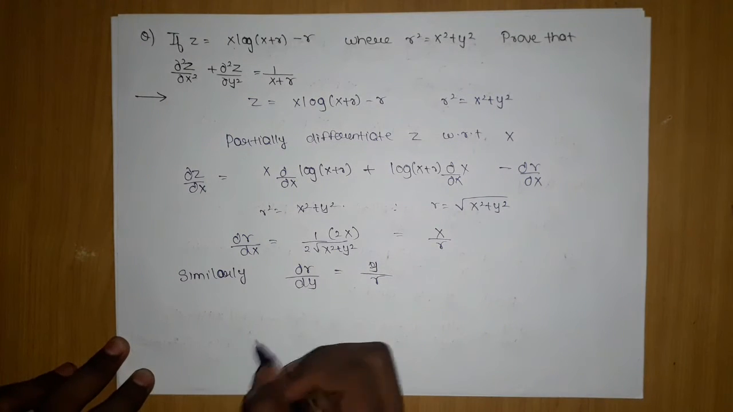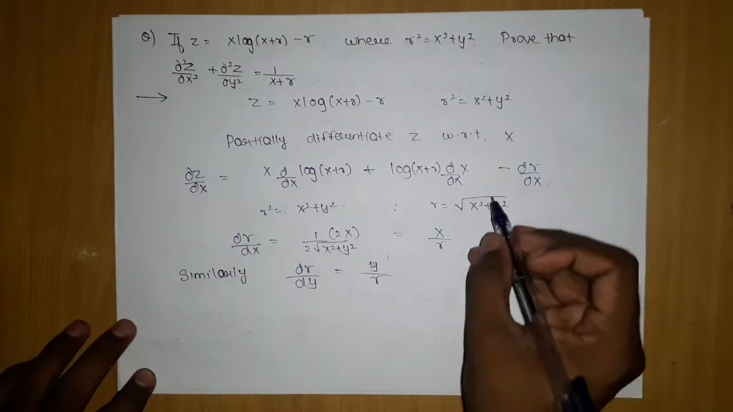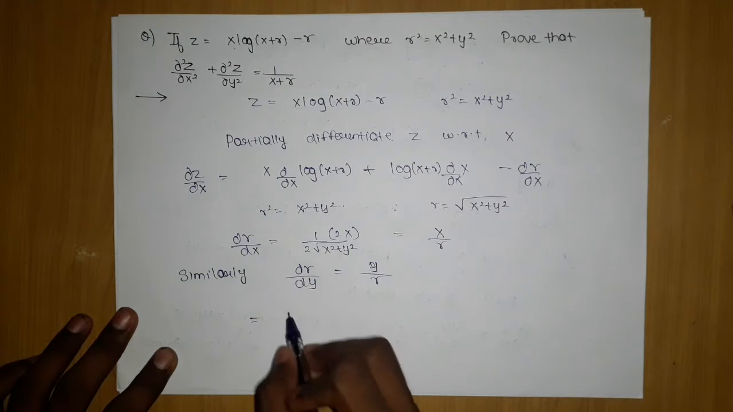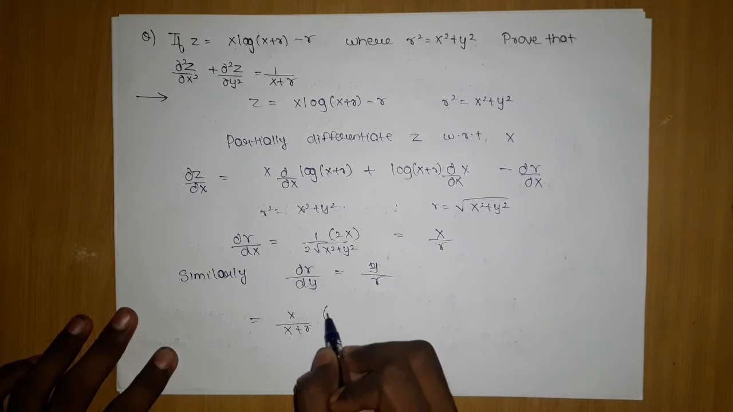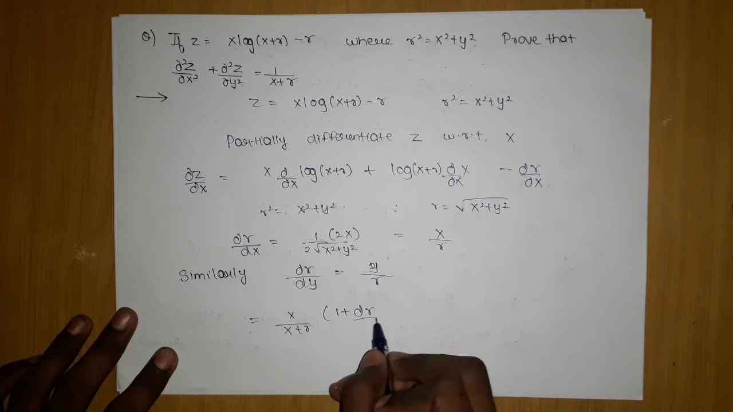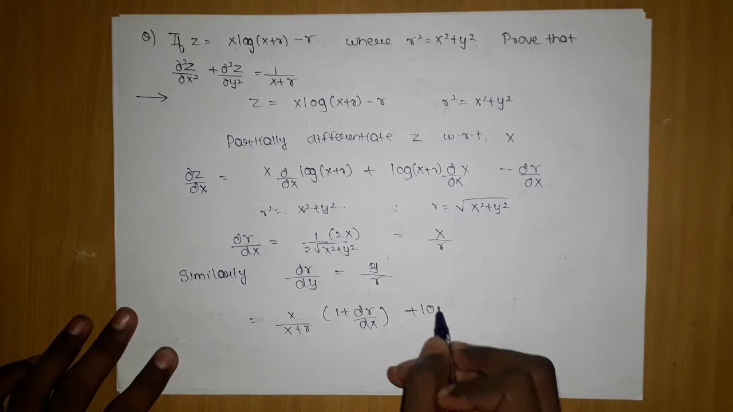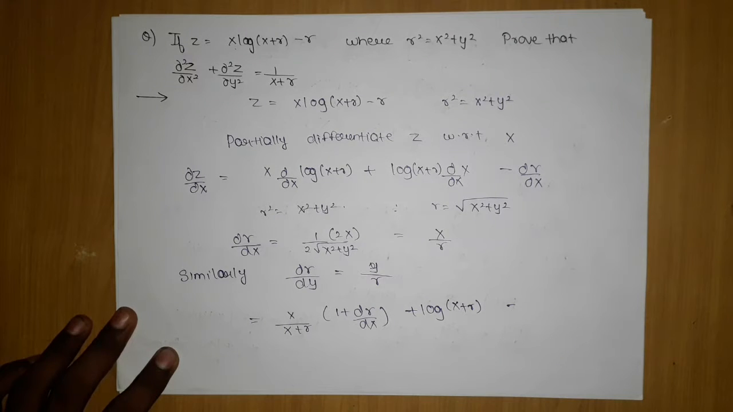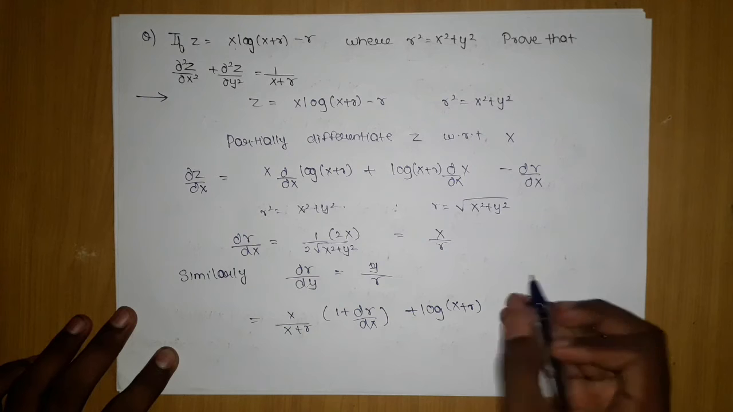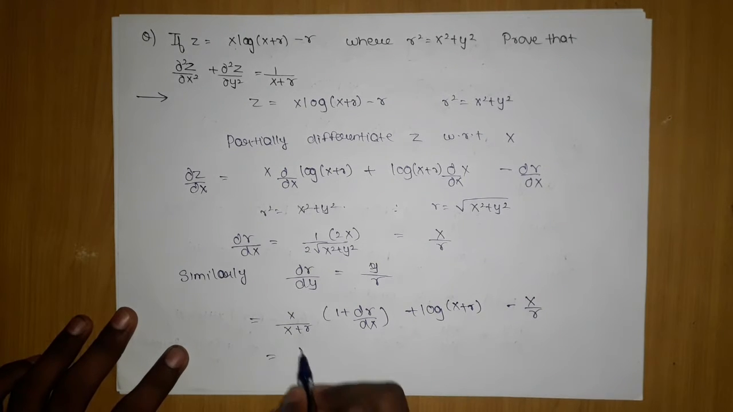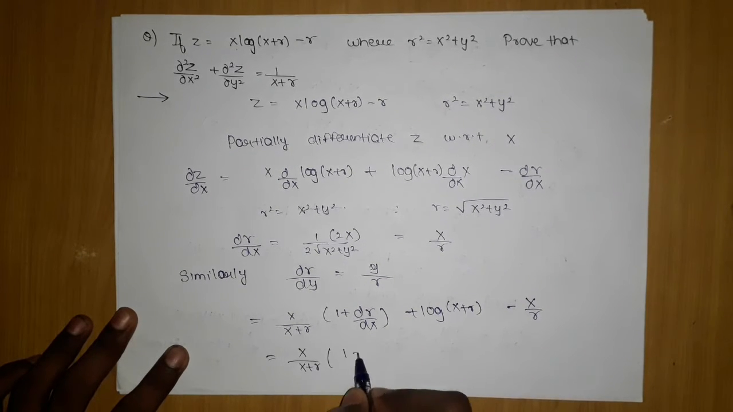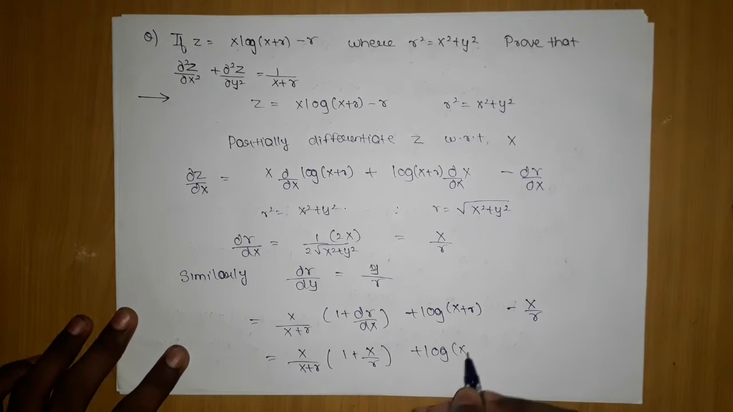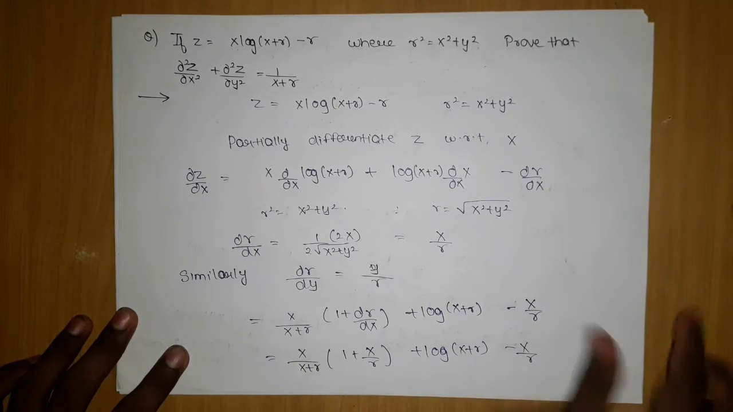Further on, if we continue by substituting these values, we see x plus r, and by chain rule it will be 1 plus ∂r/∂x, and here it will be log(x + r) into 1. This will become 1 plus ∂r/∂x, which is nothing but x by r. Further on, if you observe carefully, x plus r into 1 plus x by r, and here 1 plus log(x + r) minus x by r.